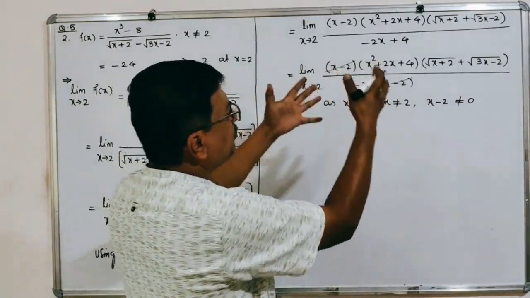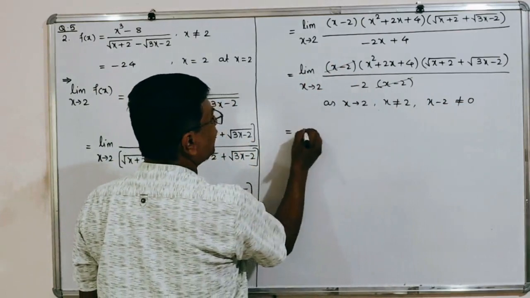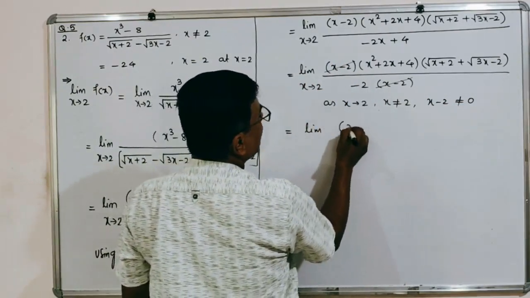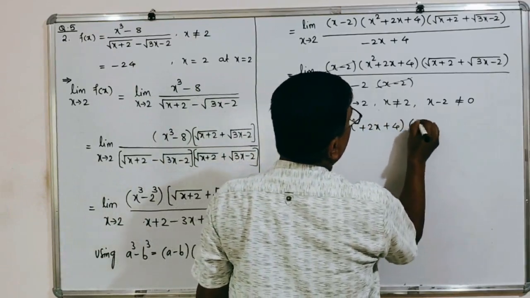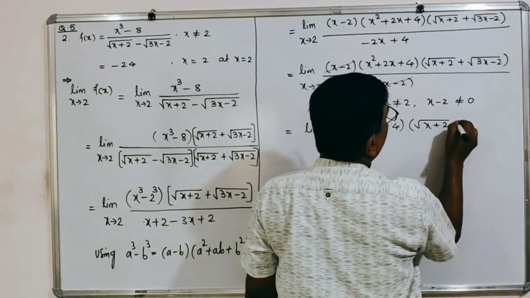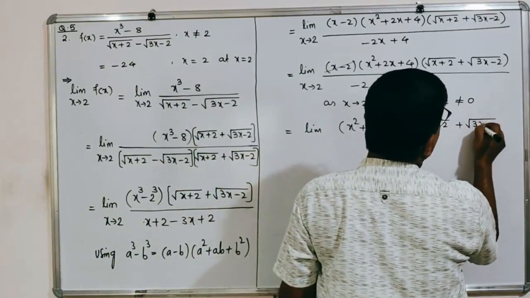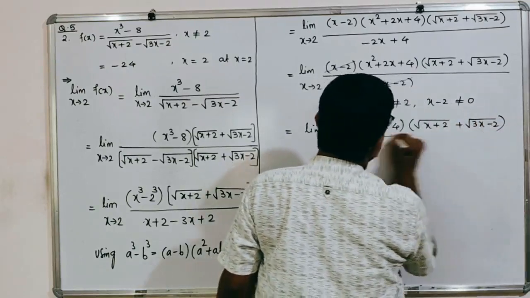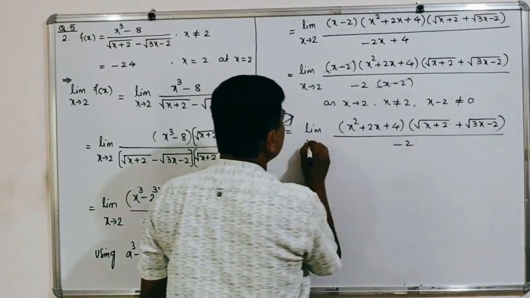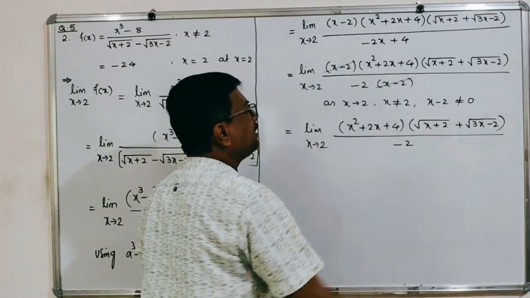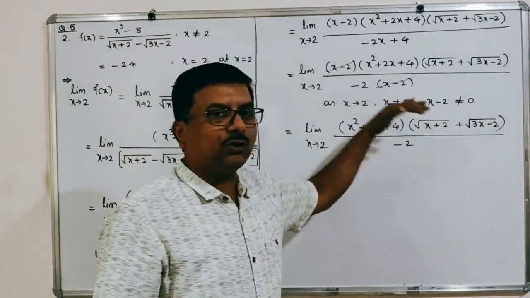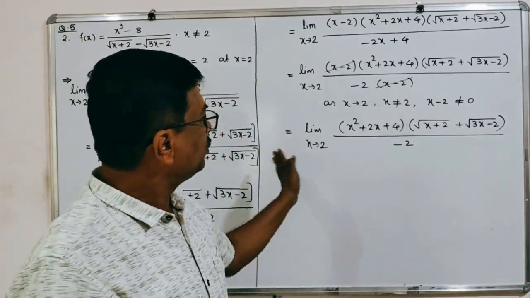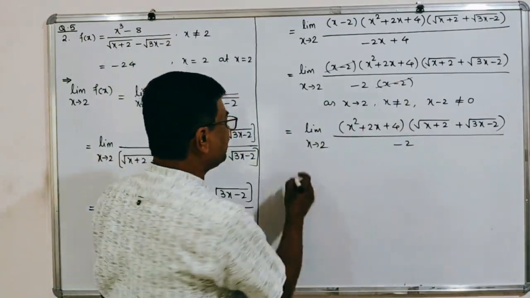बाकी टर्म्स में हम लिमिट की वैल्यू डायरेक्टली लिख सकते हैं. हम लिखेंगे लिमिट ऑफ (x² + 2x + 4) इंटू (√(x+2) + √(3x−2)) डिवाइडेड बाय (−2) एज x टेंड्स टू 2. अब ये इनडिटरमिनेट फॉर्म नहीं है. अब अगर हम x की वैल्यू 2 रखेंगे तो ये 0/0 का फॉर्म नहीं देता, तो हम x की वैल्यू 2 डायरेक्टली डाल सकते हैं वहां पे.